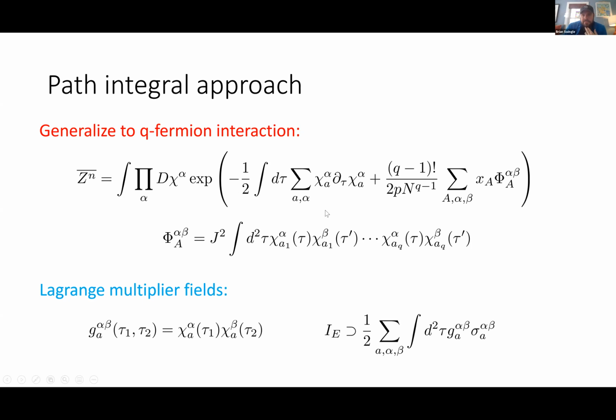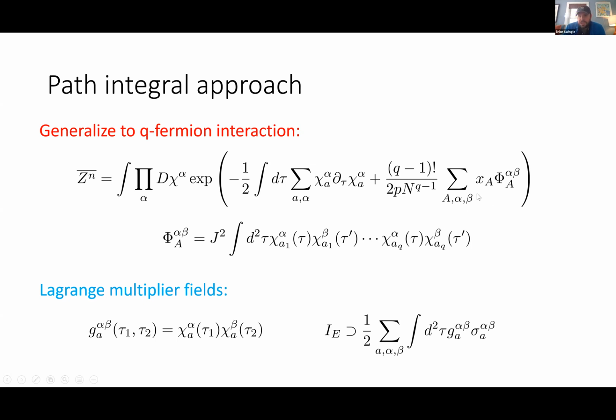Okay, so here's the path integral after that digression, where I have the fermion kinetic term, that's the first term, and the second term is the average over the J couplings. A is the labeling of different couplings. X_A tells me whether I have that coupling or not. So most of these terms are 0 in the sum over A, and alpha and beta are replica indices. Here's this replicated 2Q fermion interaction. And then as usual, we introduce Lagrange multiplier fields for the fermion 2-point functions, the fermion bilinears. And then we introduce some sigmas that are the Lagrange multiplier fields that enforce the constraint that G is equal to chi-chi.